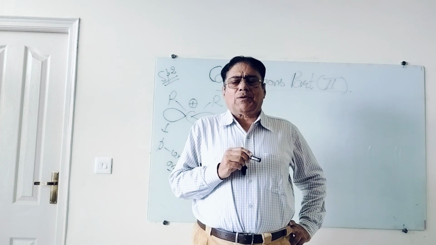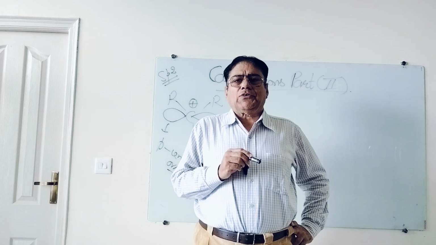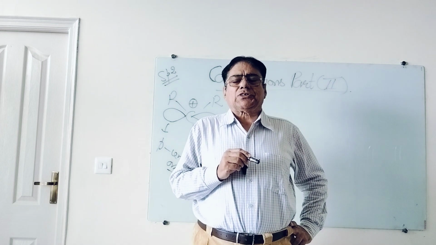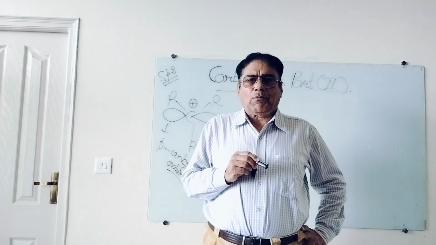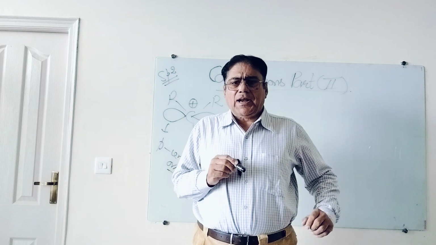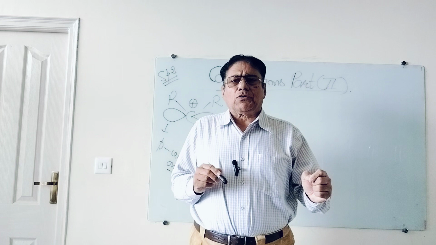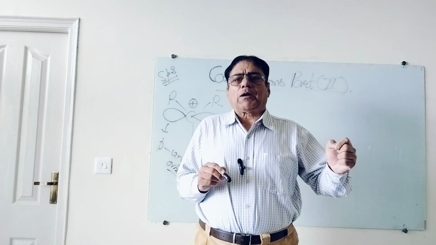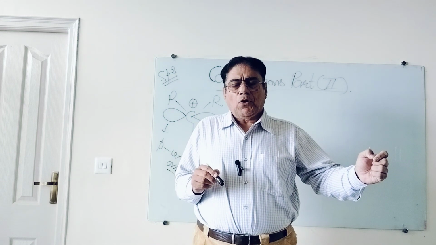Then I came to the stability order. I very clearly mentioned there are 3 factors which influence the stability of carbocation. First is inductive effect, second is hyperconjugation, third is resonance. How can we explain the stability of carbocation by inductive effect? Inductive effect means the permanent displacement of sigma electrons towards a more electronegative atom or group.